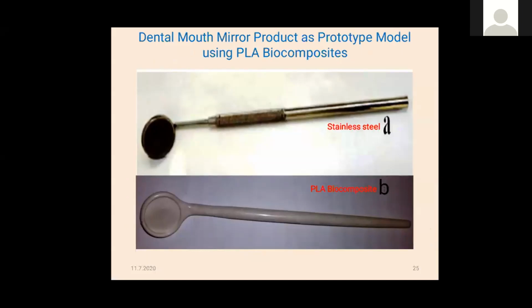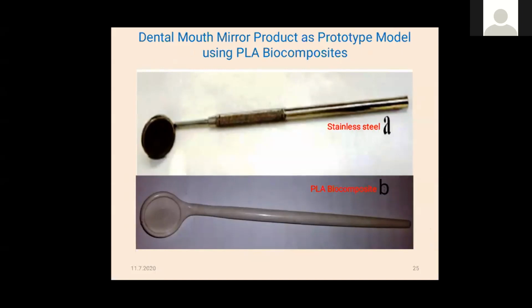During my research work, I picked my base polymer as polylactic acid. To overcome its drawbacks, I used some fillers as well as some plasticizers to improve its mechanical properties. After matching the properties, I molded that composite into a product. That product is a dental mouth mirror as a prototype model.